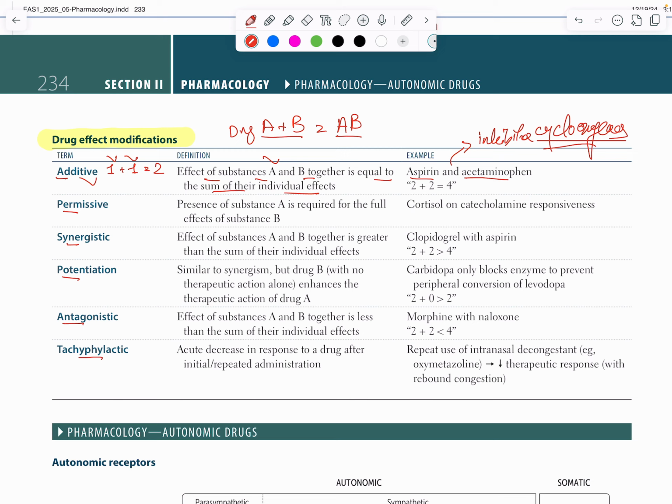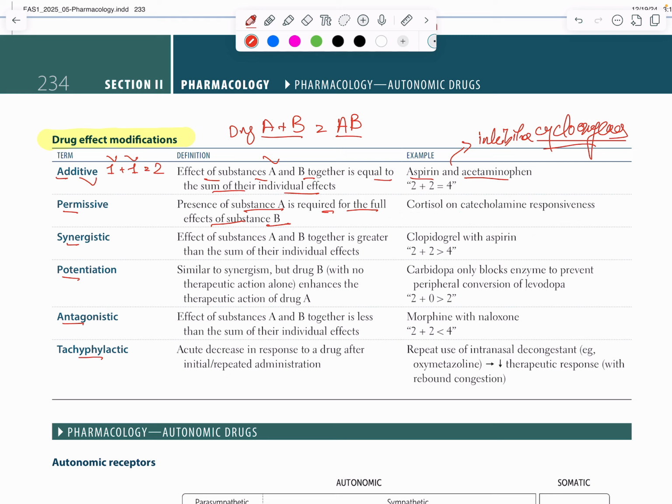Second is permissive. Permissive means the presence of substance A is required for the full effect of substance B. For example, a husband is saying, if my wife will come, then I will do that work. And this effect is called permissive. Like one person needs the permission of another one to do that work. The same is happening for the drugs.